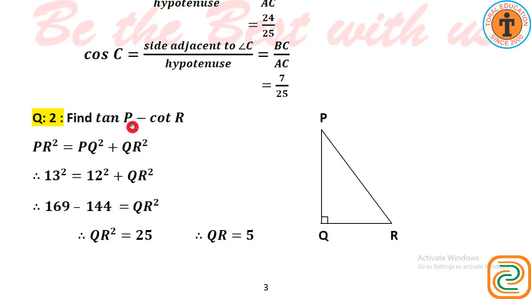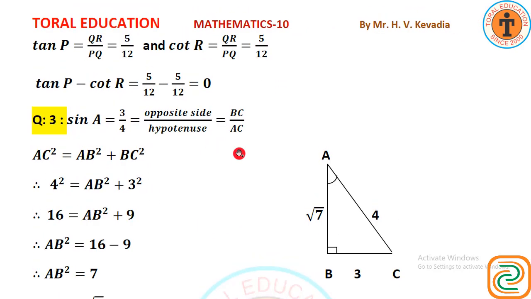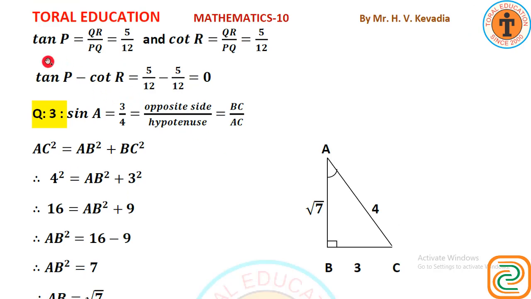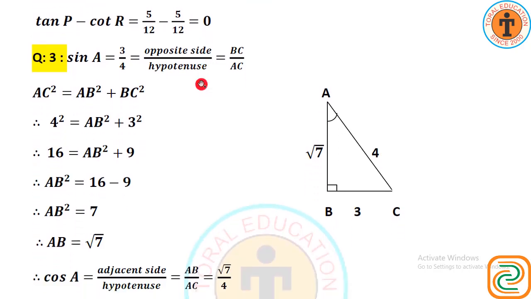So 5 upon 12 minus 5 upon 12, we will get the answer 0. Look here. Tan P, QR upon PQ, 5 upon 12, and cot R, QR upon PQ, 5 upon 12. If we take tan P minus cot R, that is 5 upon 12 minus 5 upon 12, we will get 0. Question number 3.